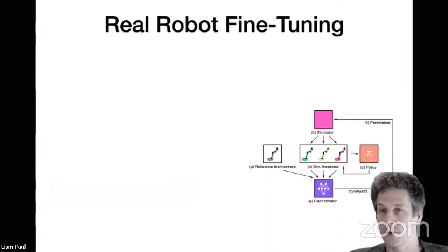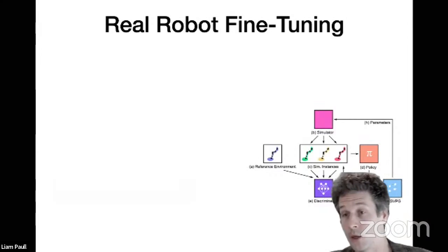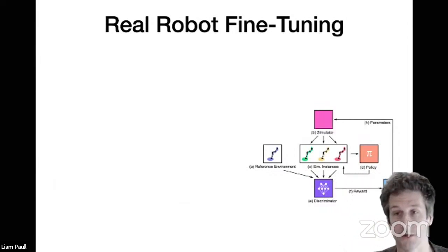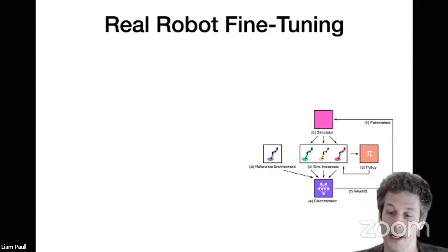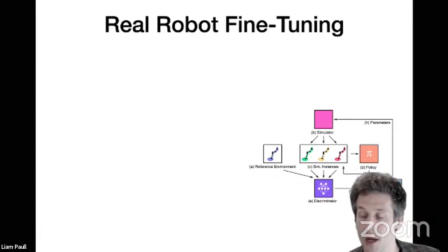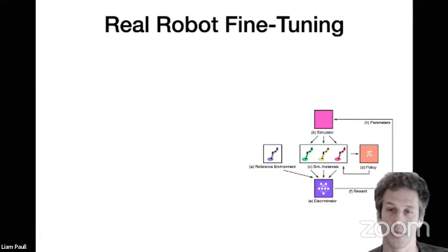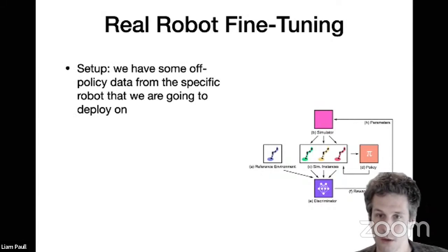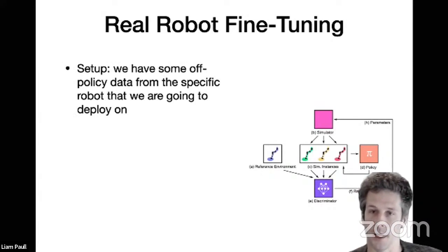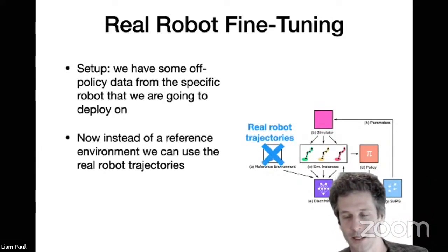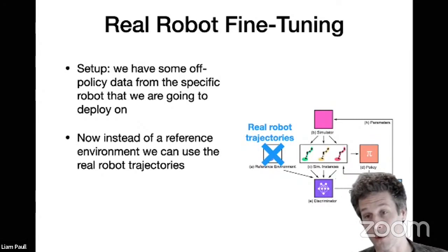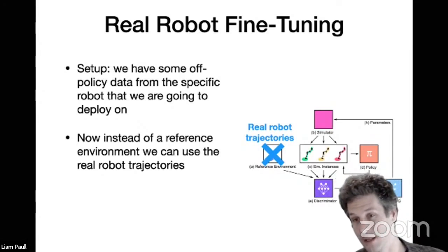Okay, so what about the real robot fine-tuning case? We could take this agent and hope that it would generalize, and I think there is good reason to believe that it would. But just like the previous case, it's possible that we also have access to some off-policy data. Assuming that we do, we can do this really clever trick that my student came up with. Instead of the reference environment that's generating the trajectories, we can just replace it with the real robot trajectories.